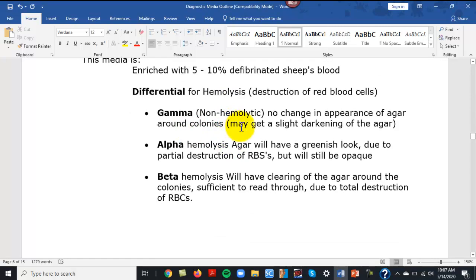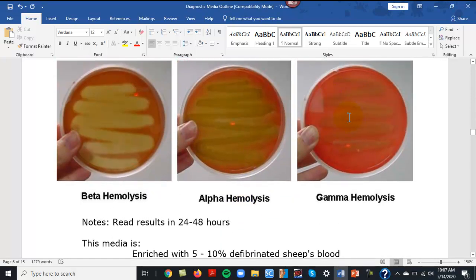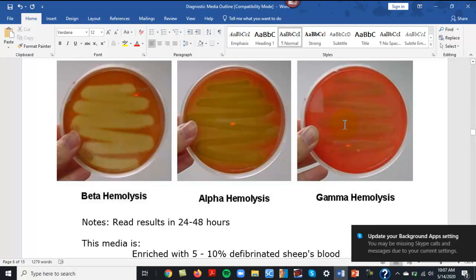Gamma hemolysis here is a negative. You have an organism that you can see grew on there, but it did not break down any red blood cells. Once again, the majority of this plate is a general media. It'll grow just about anything. You're testing to see if this organism will break down red blood cells.